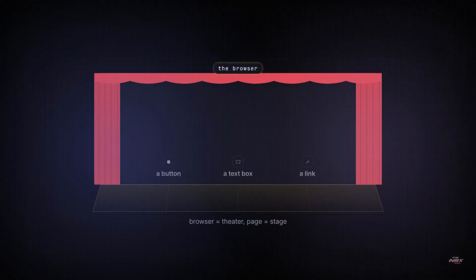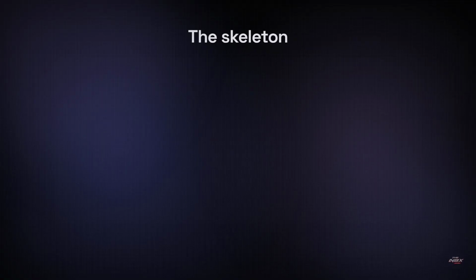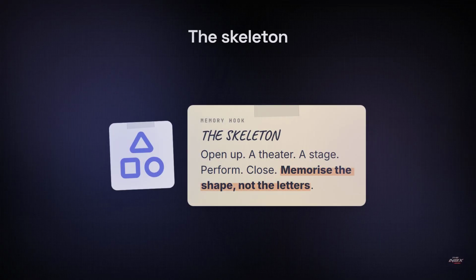And here's what those words actually mean. Picture a real stage, the kind with a live audience sitting out front and actors waiting in the wings for their cue. Not a cinema screen. A stage with people on it. So memorize the shape, never the letters. Open up a theater, a stage, perform, then close. That order never changes, no matter how big the script gets or what you're testing.